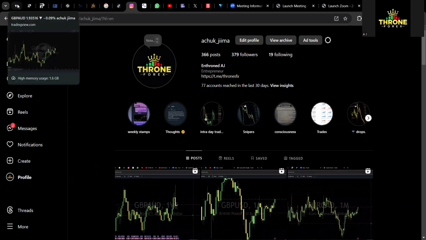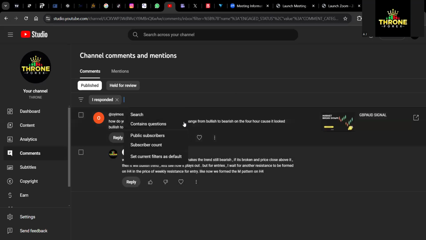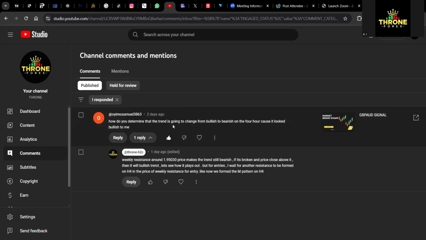Looking at that, there was a comment by a colleague, Samuel. Samuel was saying, how do you determine that the trend is going to change from bullish to bearish? Because on the 4-hour, it looked bullish to him. Then I responded that the weekly resistance around that price level makes the trend still bearish. If it is broken and price closes above the resistance, then it will change to a bullish trend. Then I said, let's see how it plays out.